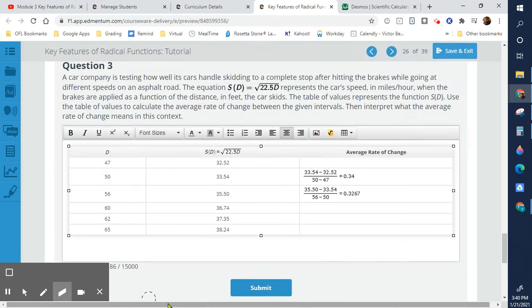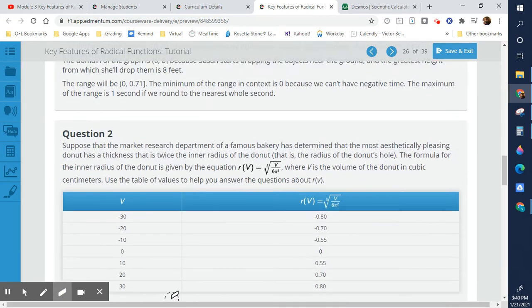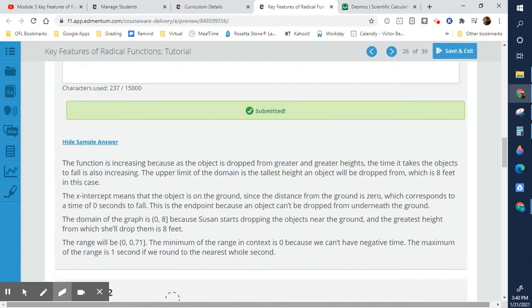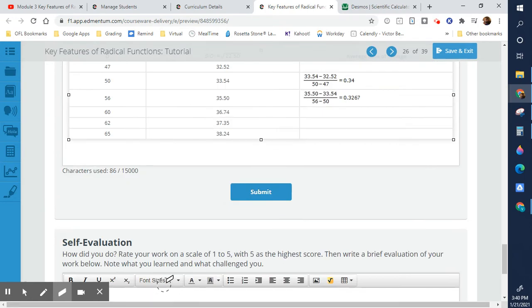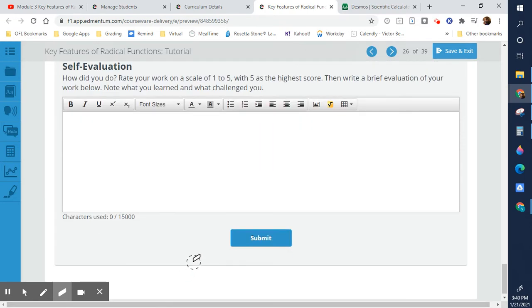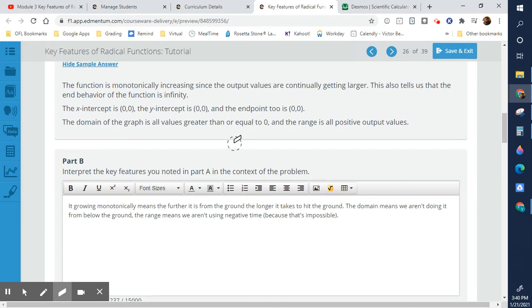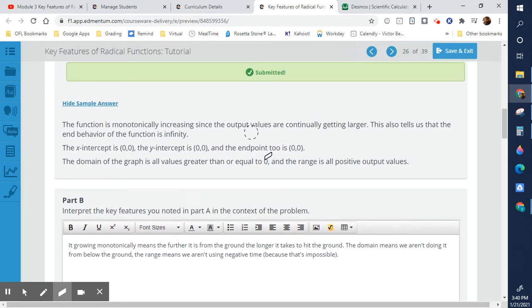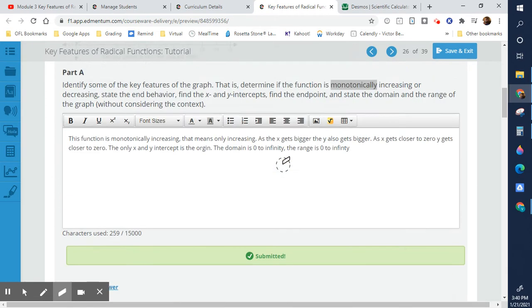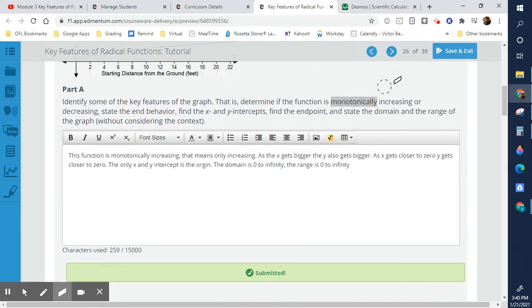For your self-evaluation, honestly, if you're having trouble understanding what they're saying, just say, I didn't understand the question, I answered it to the best of my abilities. But some of it's a little weird. Like, what does end behavior mean? Describe what you don't understand. So be like, I don't understand what monotonically increasing is.